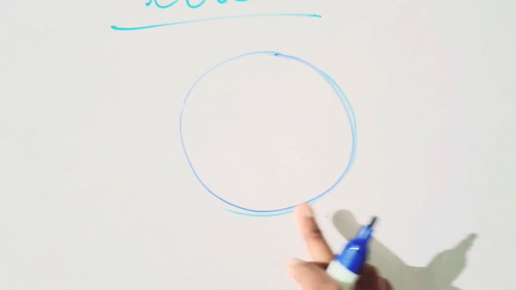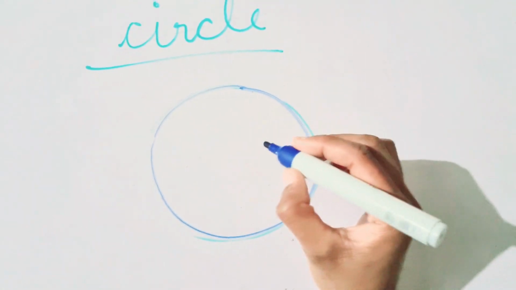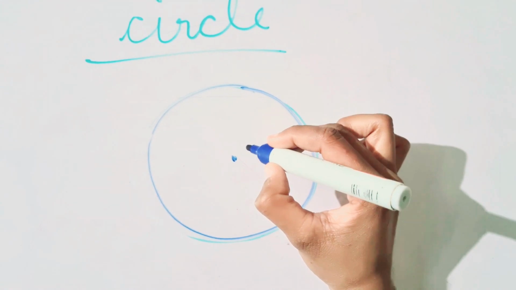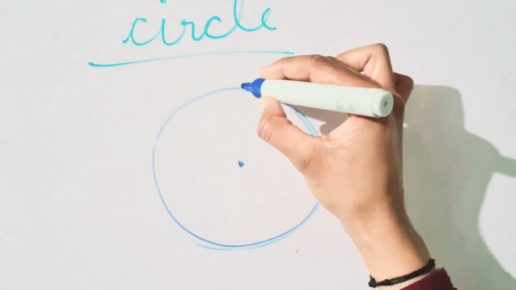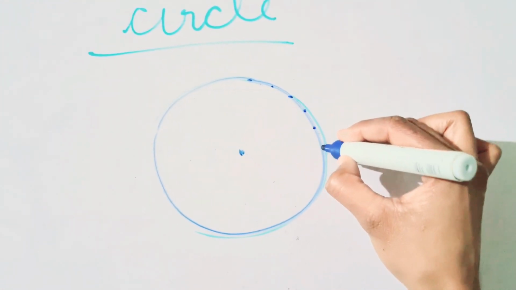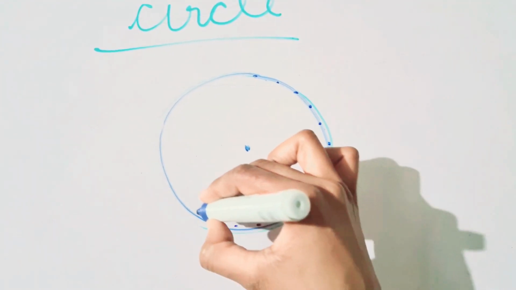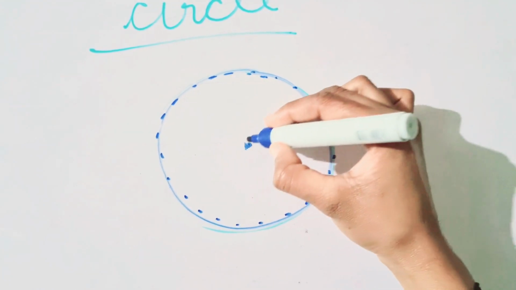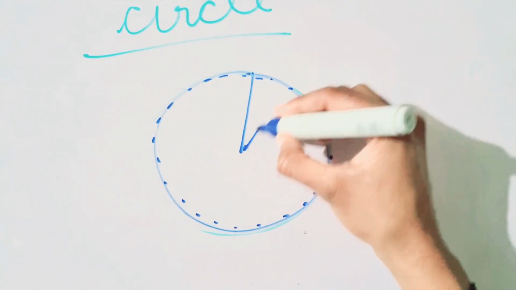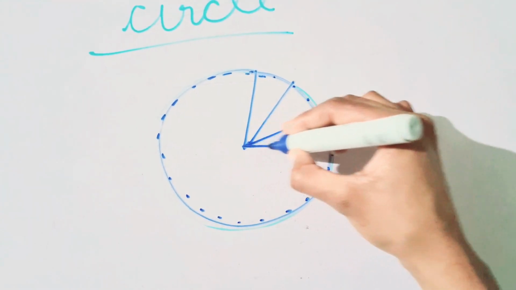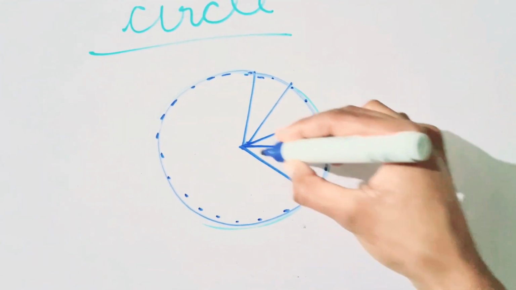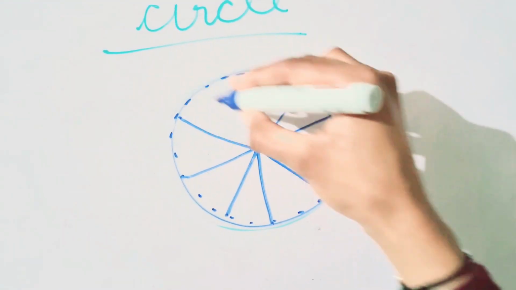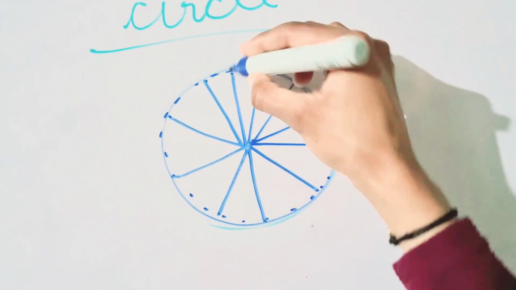In a circle, as you know, there is a center, which is fixed. So generally we say that a circle is a set of all the points which are equidistant from a fixed point. Means this is a fixed point, and from this point it is equidistant. All these lines are the same in size, the same in length.